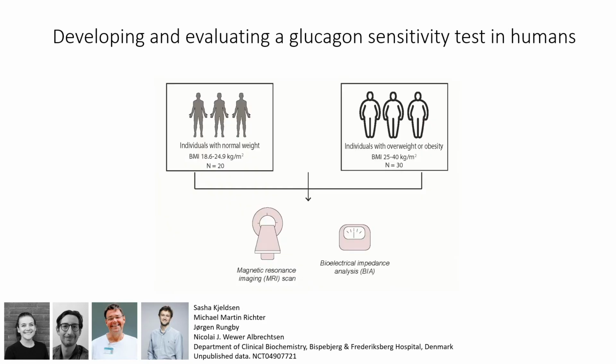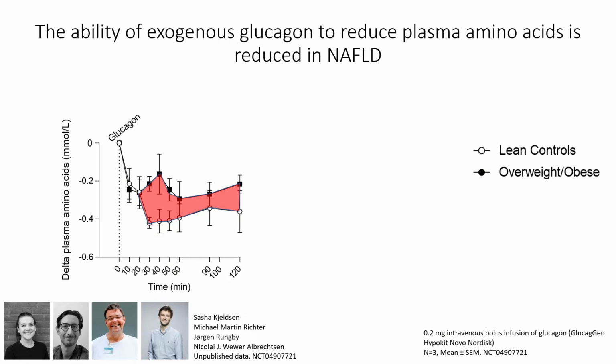For this study, they have recruited lean individuals and individuals with overweight or obesity. And they used MRI and bioimpedance analysis to assess liver fat and whole body composition. So on the first day, where they receive a bolus of glucagon, we see that plasma levels of amino acids decrease more in the lean controls compared to the overweight and obese individuals.